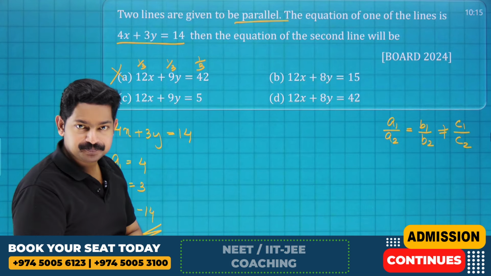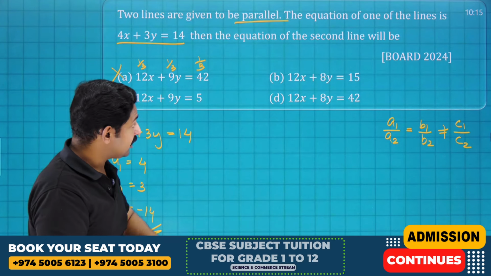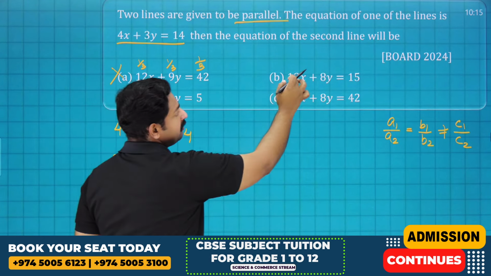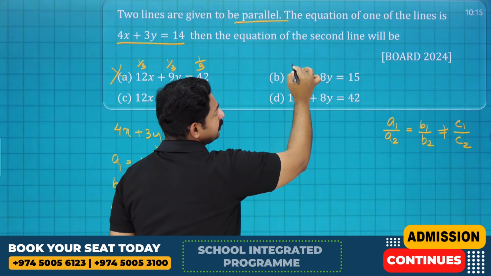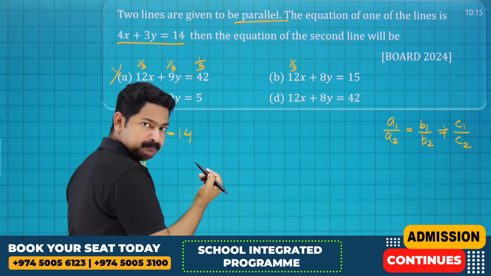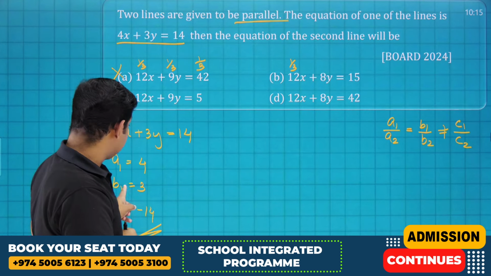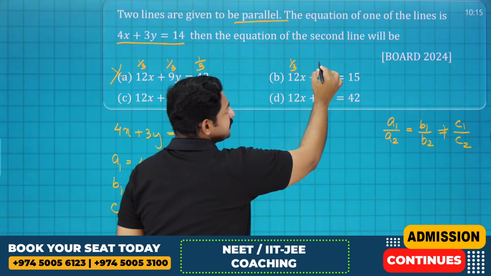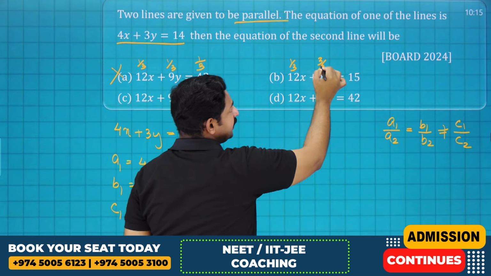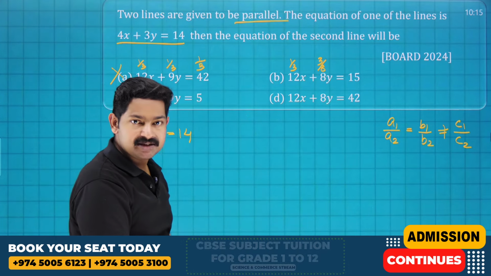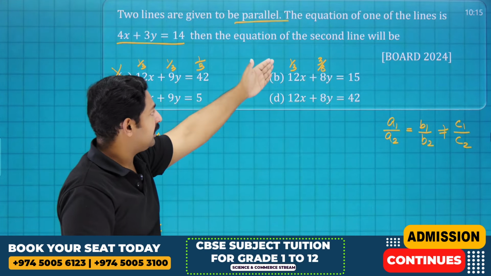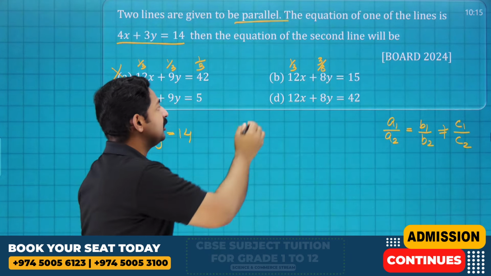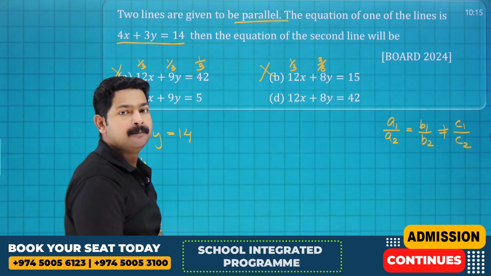First one is avoided. Now the second one we can check. First is 12, so A1 is 4, and 4 by 12, A1 by A2, you will be getting 1 by 3. Okay, fine. And in the second, B1 is 3, B2 is 8, so 3 by 8 you will get. It can't be cancelled, right? So it is not the correct option. Here A1 by A2 is not equal to B1 by B2, so it is not the condition that we need. So the second option is also avoided.